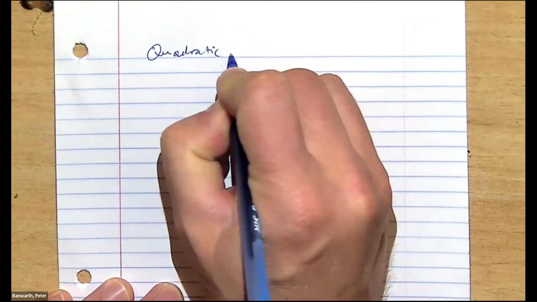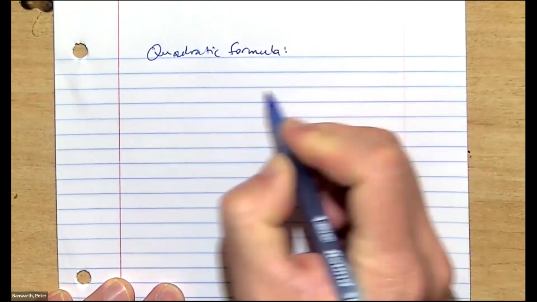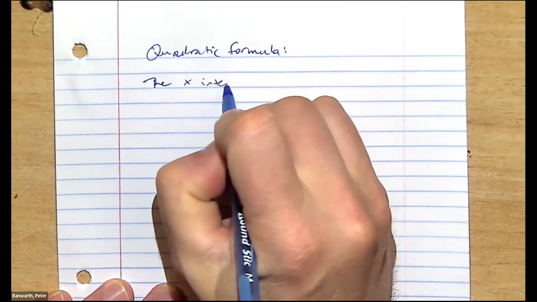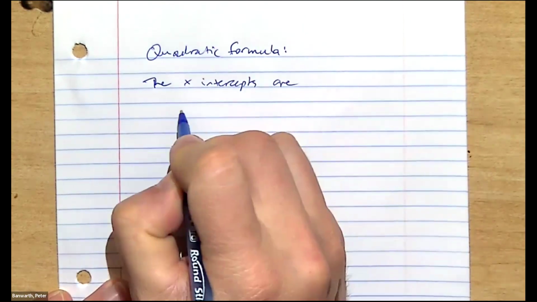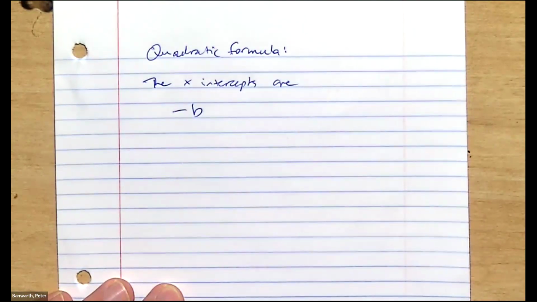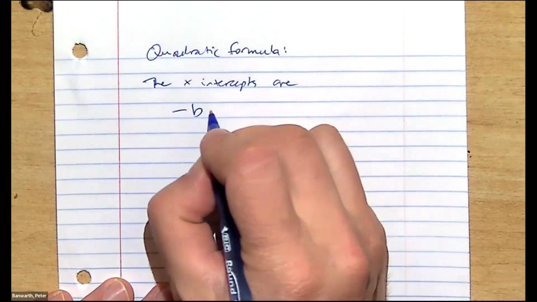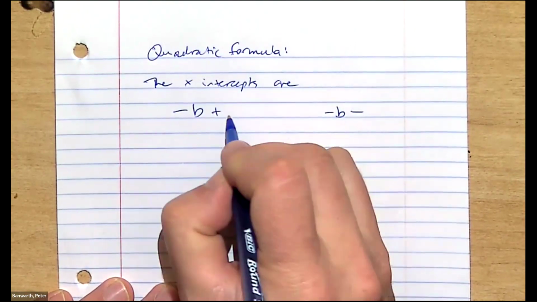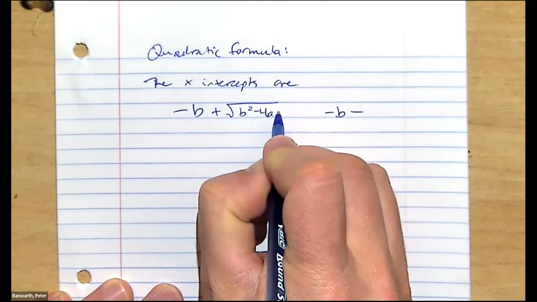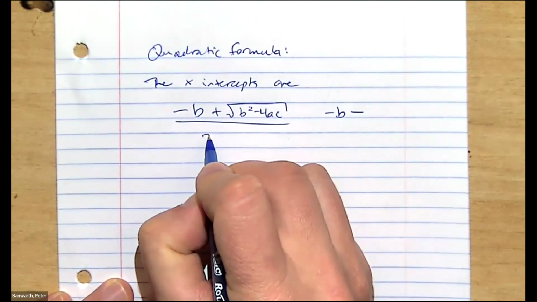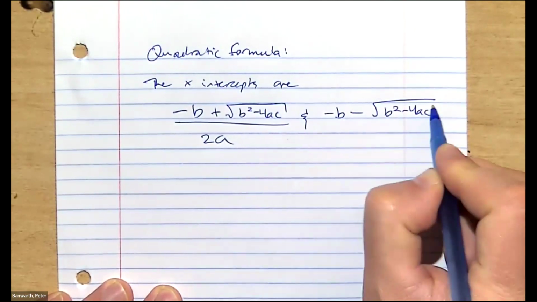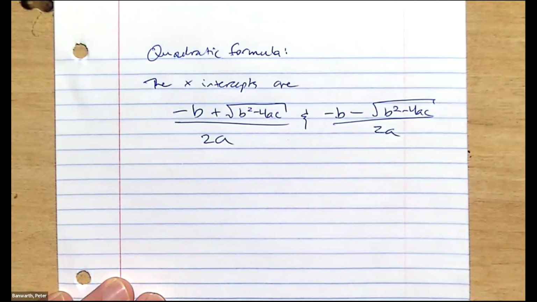Quadratic formula, which is, and sometimes you don't realize what it is, but it's telling you the x-intercepts are minus b plus or minus, but I'm not going to do plus or minus. I'm going to separate them out into two different ones. Minus b plus the square root of b squared minus 4ac all over 2a, and minus b minus the square root of b squared minus 4ac all over 2a.